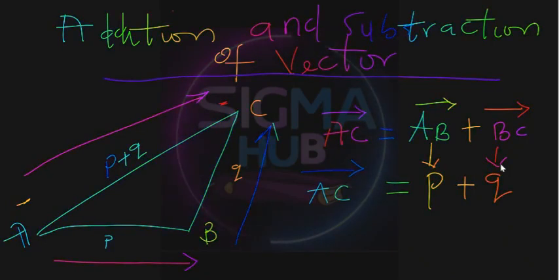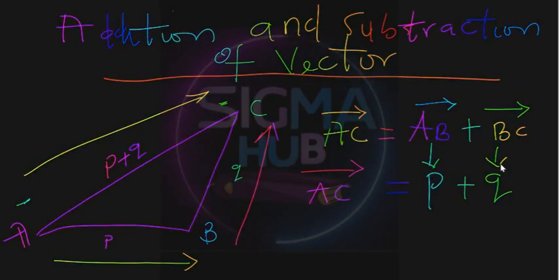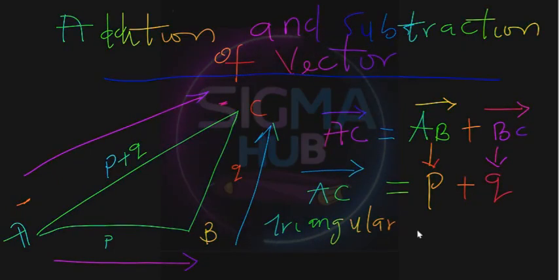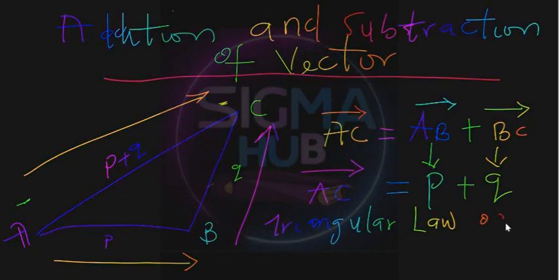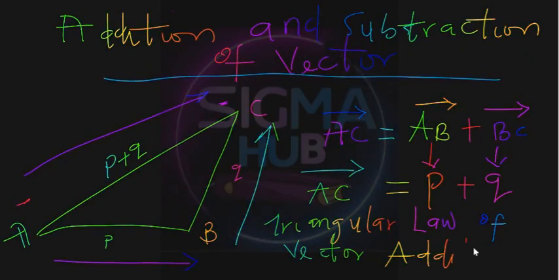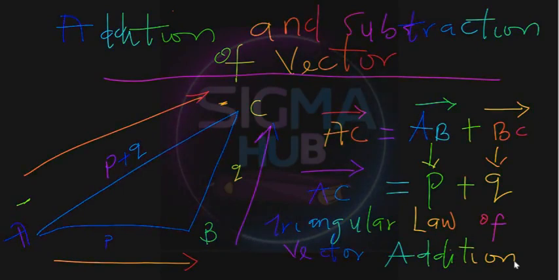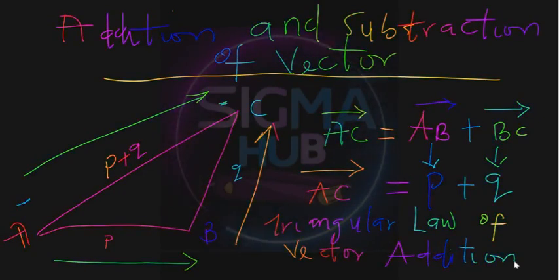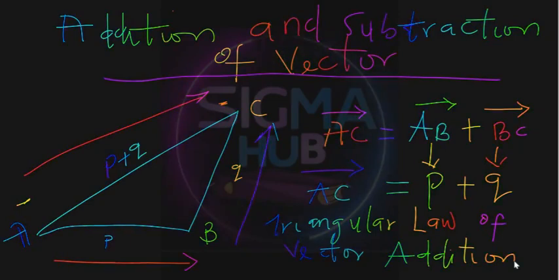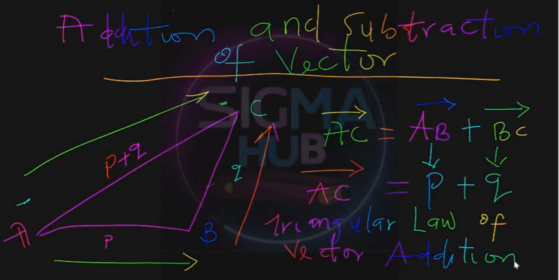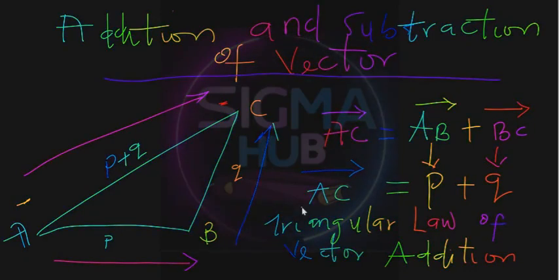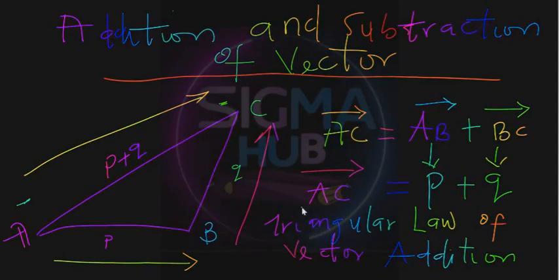So the law that AC is equal to AB plus BC, what I've applied here is a law that we call the triangular law of vector addition. Triangular law of vector addition. That's the law we call it. A law that applies such that you have your AC, the destination from A to C, which is the same thing as the destination from A to B, then from B to C. Anytime we apply this law under vector, it is known as the triangular law of vector addition.